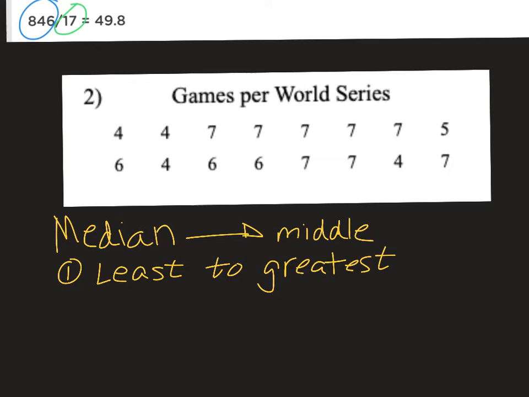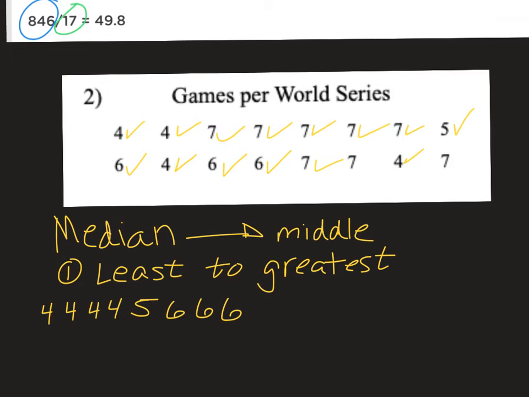So I'm going to take all of these number of games played in the World Series and I'm going to put them in order from least to greatest. So it looks like I've got 1, 2, 3, and 4 4s. Then I've got a 5, followed by 1, 2, 6, 6, 6. And then we've got 1, 2, 3, 4, 5, 6, 7, 8 7s.